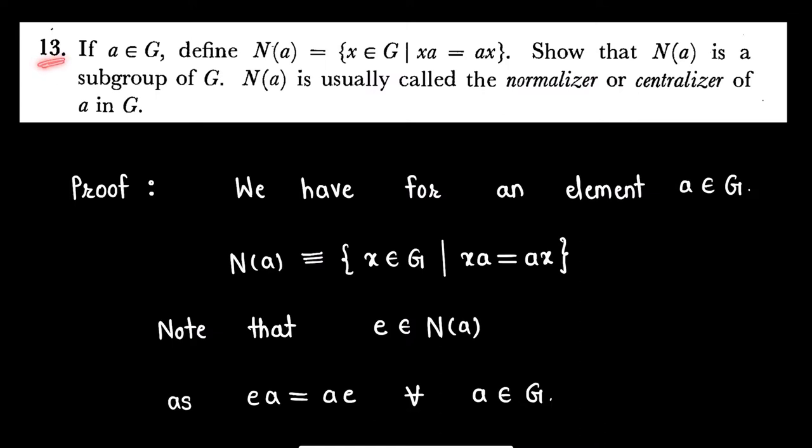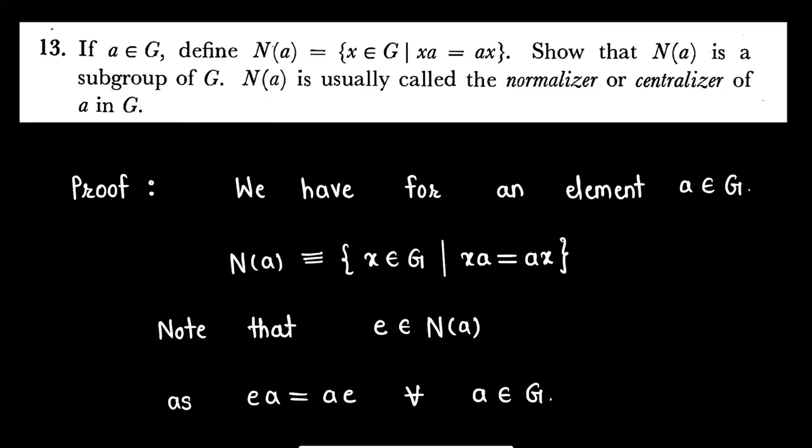The question is: if a is an element of a group G, define N(a) as the set of all those elements x in group G such that xa is equal to ax. Show that N(a) is a subgroup of G. We call the set N(a) the normalizer or centralizer of the element a in group G.